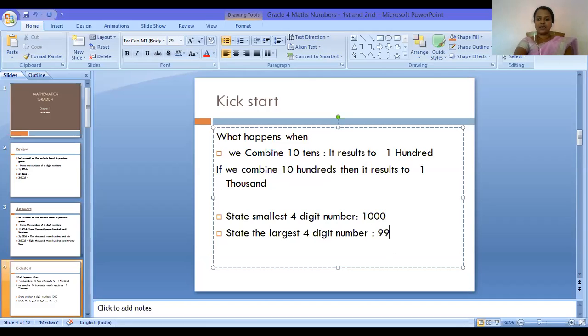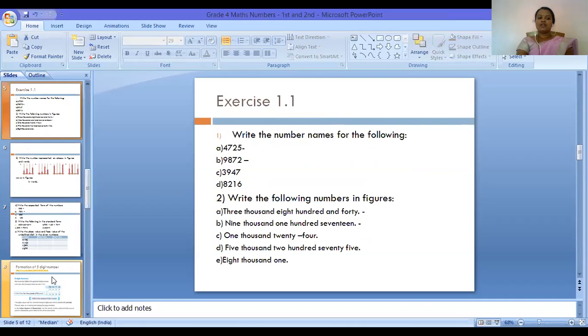Can you tell me what would be the largest 4 digit number? Yes, 9999. So very simple, children. Whenever a question asks for the smallest number to be formed, you will place the lowest value, that is 1, in the first position, and fill the remaining places with 0. In the same way, when we consider the largest 4 digit number, all the digits should have the highest value, that is 9.